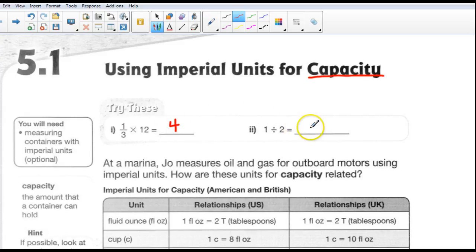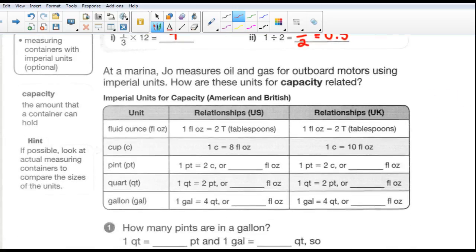1 divided by 2, well, that's just the same as 1 over 2, which is just equal to 0.5. Okay, you shouldn't have to use your calculator for that.